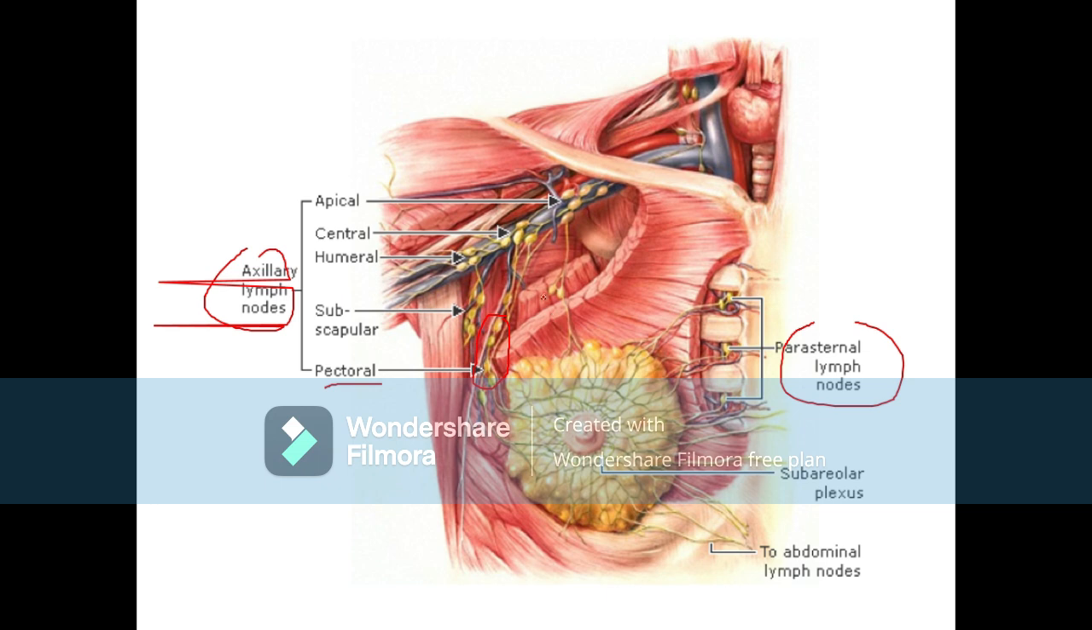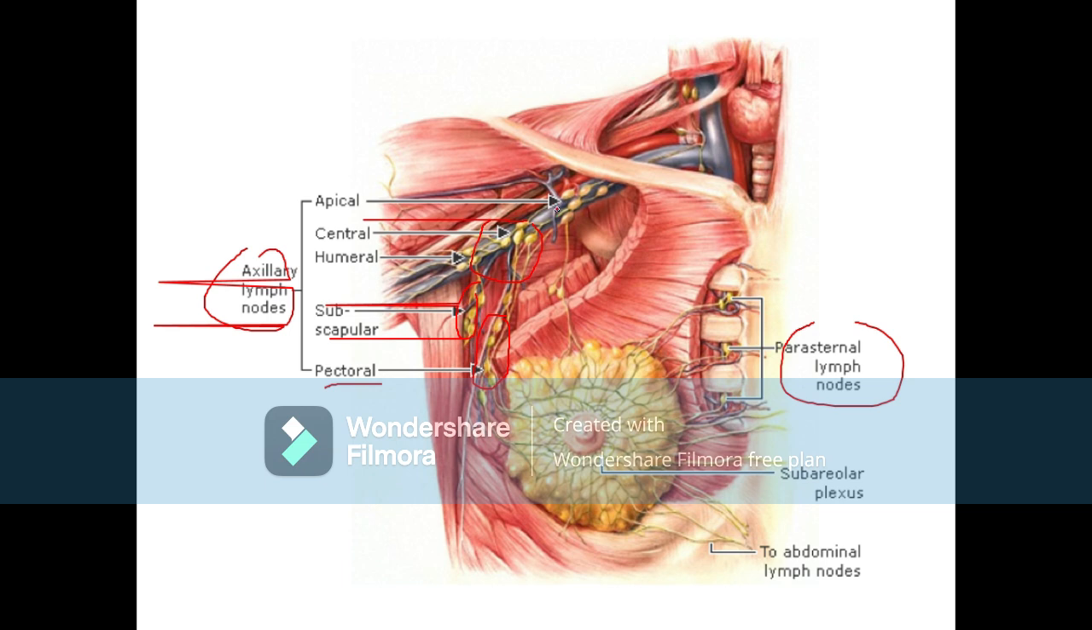We have the posterior group, or the subscapular group. The posterior group mainly drains the posterior chest wall, but part of the lymphatics of the breast also drain through these posterior lymph nodes. So they can be called posterior lymph nodes or subscapular lymph nodes. The subscapular lymph nodes and pectoral lymph nodes all drain into the central lymph nodes. The central lymph nodes are along the axillary artery. We have the lateral lymph nodes.